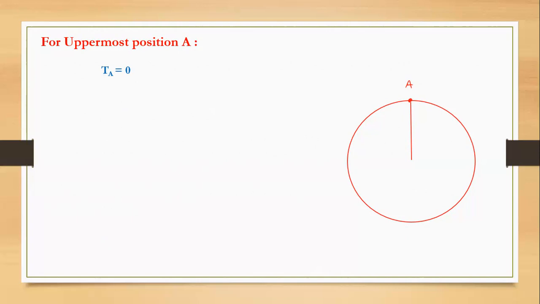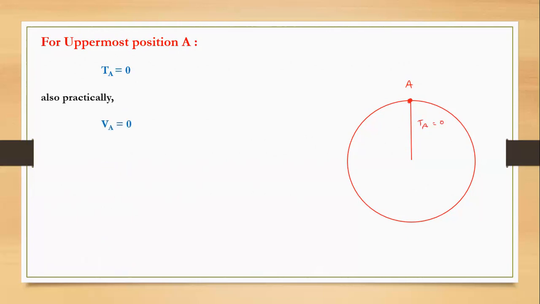At the uppermost point, when we tie a mass to a rod, the tension is minimum. So tension at A is minimum. Basically there is no tension here because we are considering a rod, and a rod is rigid. So we consider tension to be 0. Tension is not required.